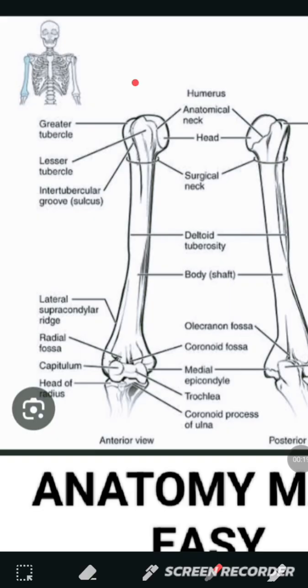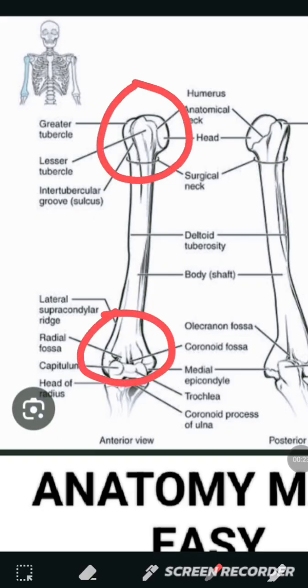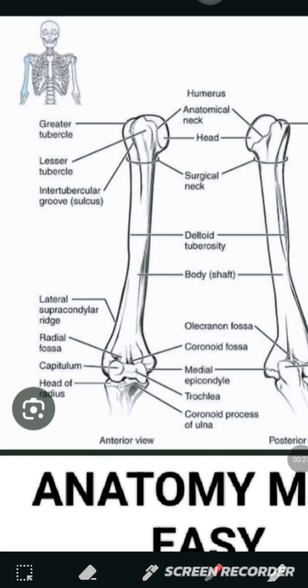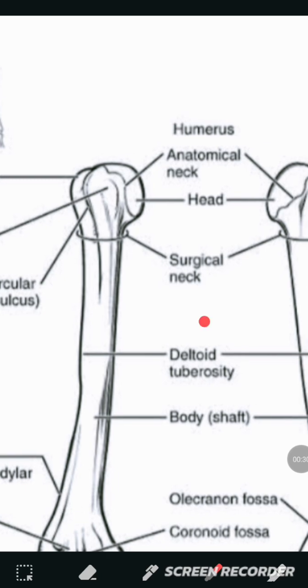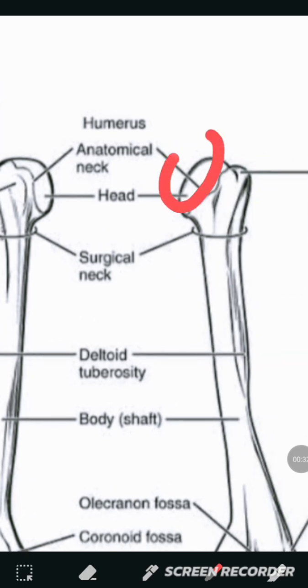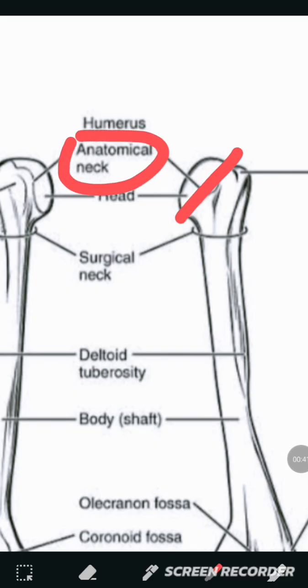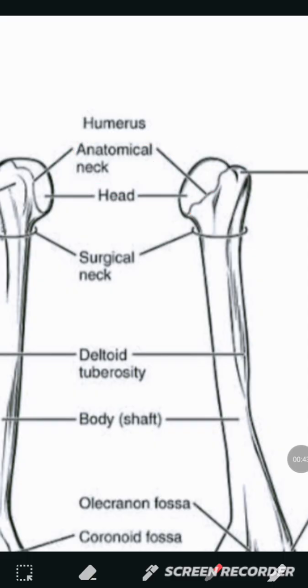First of all, the humerus bone consists of two ends, this upper end and this lower end, and this body, which is called the shaft of the bone. The upper end consists of the head of the humerus, and this region is called the neck, the anatomical neck. We have another constriction region, which is called the surgical neck of the humerus.